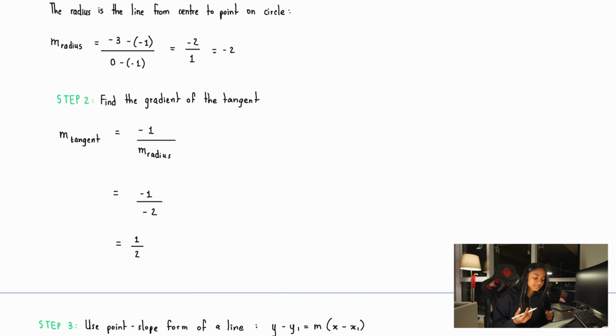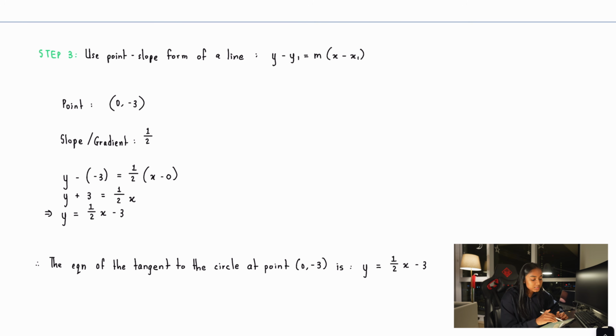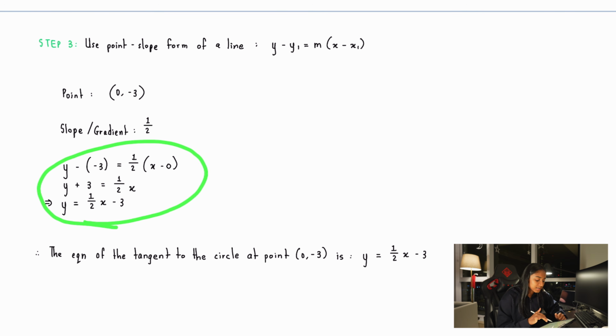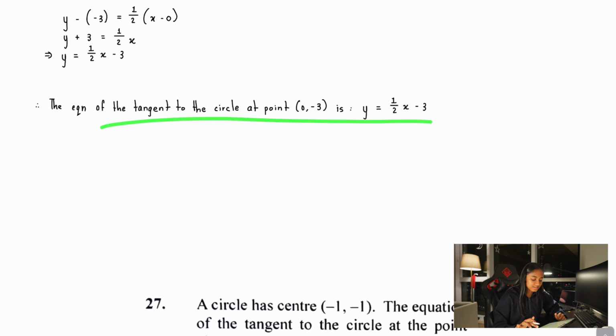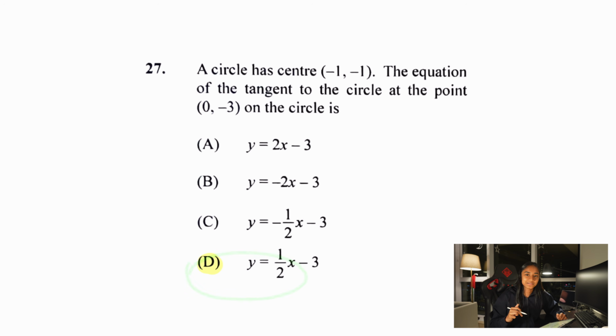Then we're going to find the gradient of the tangent, knowing that the relationship between the gradient of the tangent and the gradient of the radius is that the gradient of the tangent is equal to -1 over the gradient of the radius. So we can now derive the gradient of the tangent to be -1 over -2, which ultimately is just a half. We're going to use the point-slope form of a line, which is always fun. We have a point and the slope or the gradient, same thing. We substitute it into this form and simplify to get y is equal to a half x minus 3. If that is an option, then we choose it, and it happens to be D.